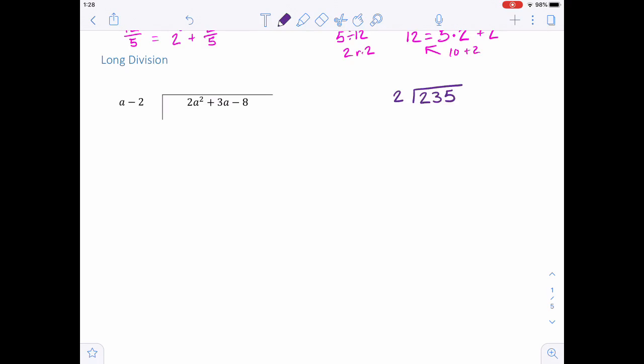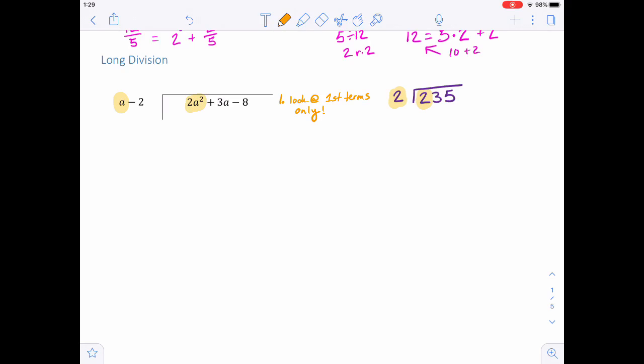So when we divide normal numbers, we just look at these two numbers first, right? We don't care about the 3 or the 5. And so in our polynomial, we're going to do something similar. We're only going to look at this first term, but we're also only going to look at the first term on the outside. So you look at the first terms only.